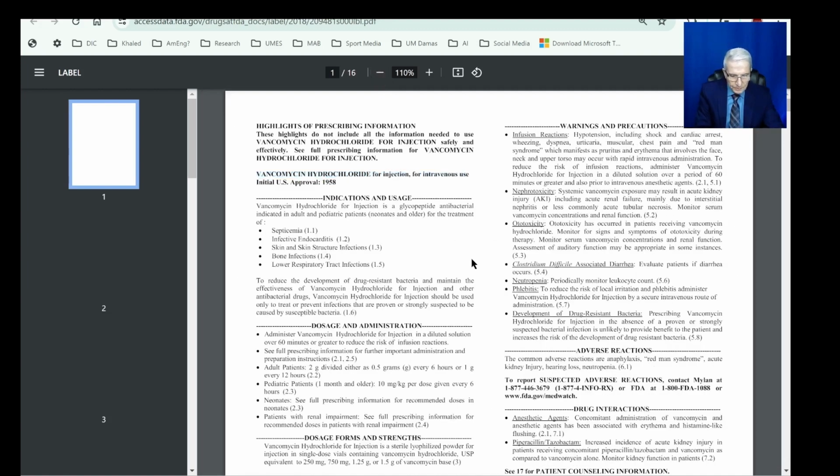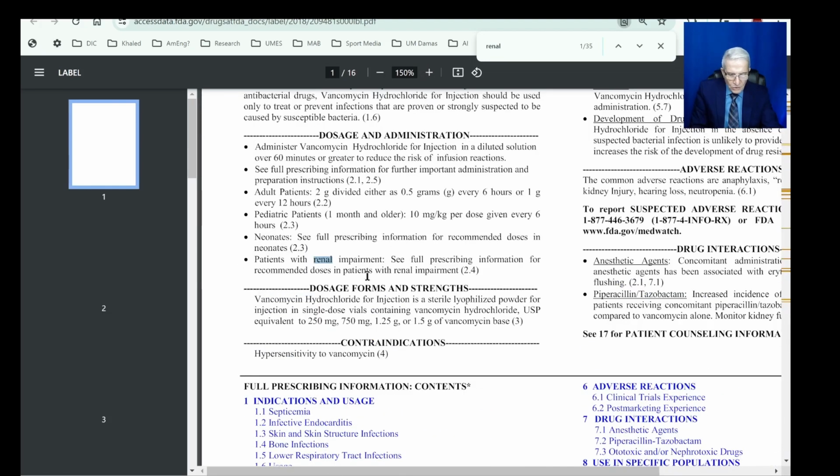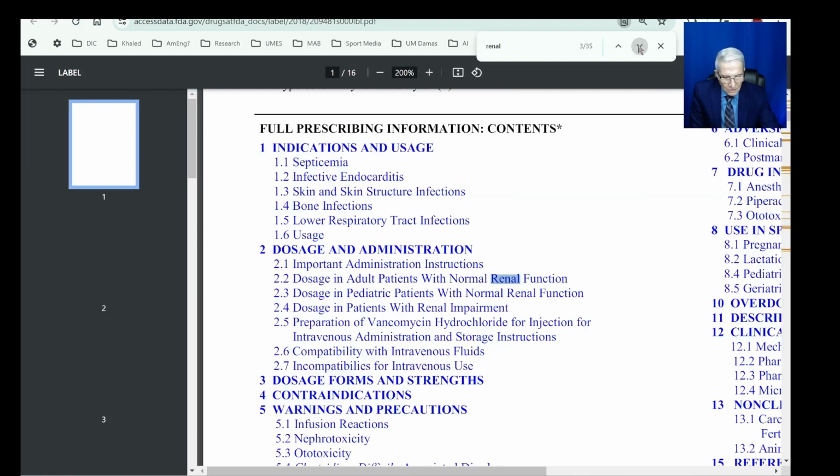Okay, so I will maximize and scroll down. So you can see here what they said. Patient with renal impairment. I'll make it a little bit bigger. Okay. Patient with renal impairment. See the prescribing information. I will scroll down a little bit. Okay, and this is the dose. Dosage in adults with normal renal function. Okay, I will go to the dosage in patients with renal impairment.